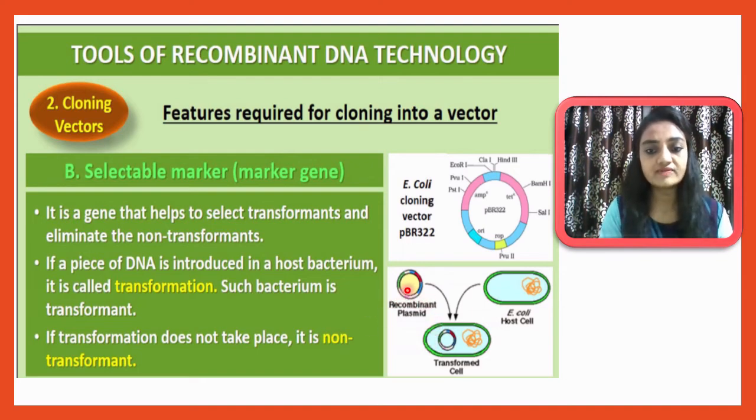By using some features we can select out a transformed DNA, plasmid or organism, by using a selectable marker. It is the gene that helps to select the transformant and eliminate the non-transformant. Whatever is genetically modified is called a transformant, and if it is not genetically modified it is called a non-transformant. So the selectable marker plays a very important role to distinguish between transformant and non-transformant.